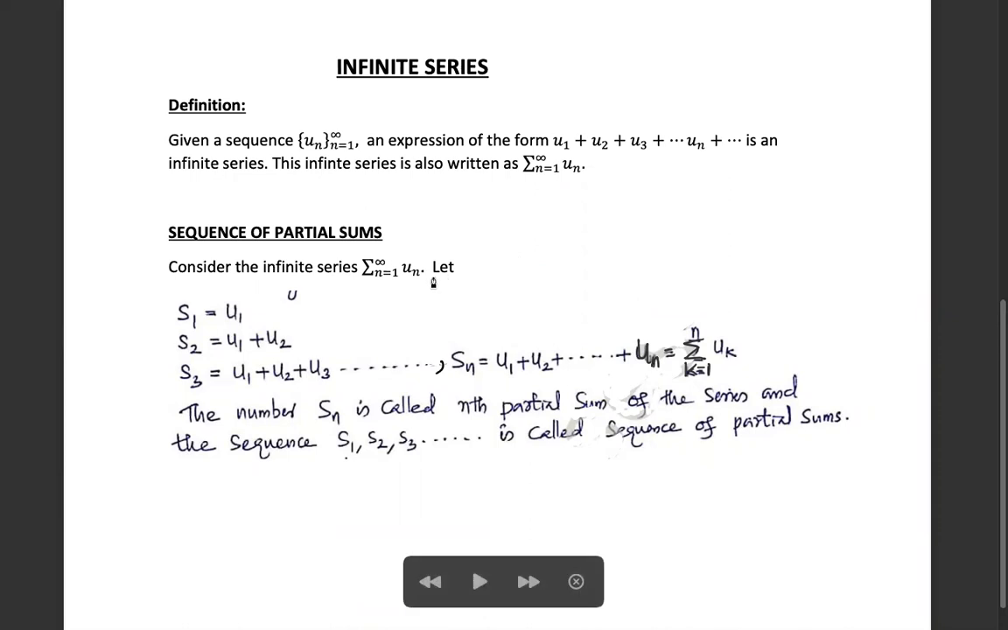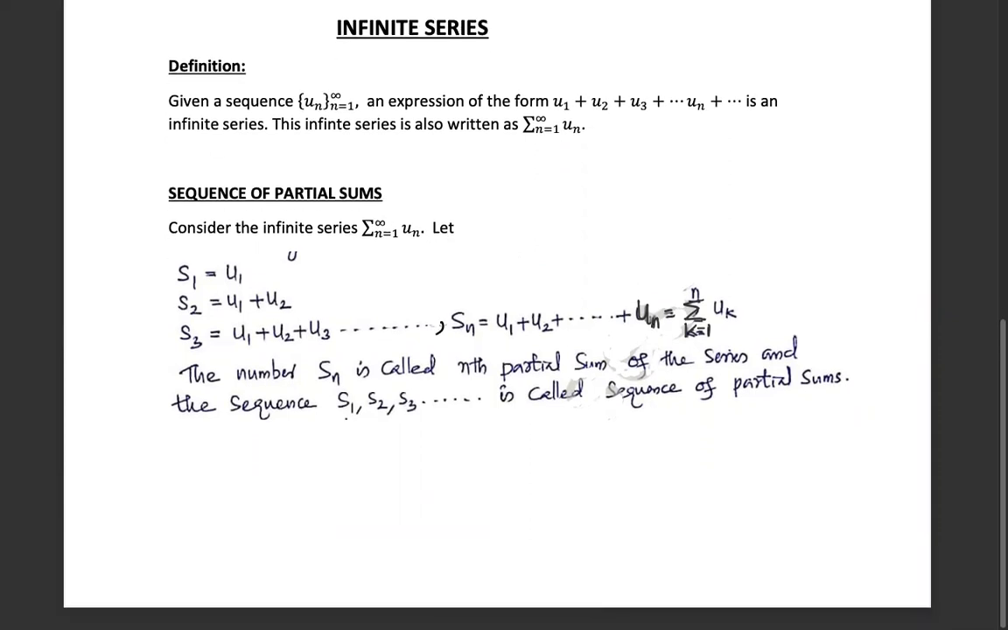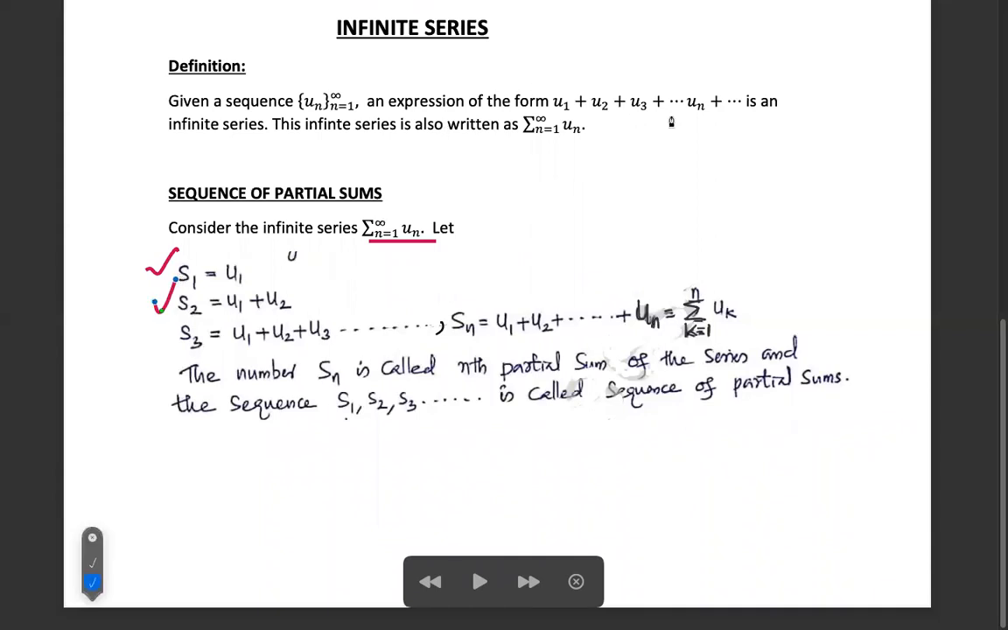Now, sequence of partial sums. Consider the infinite series, summation n equal to 1 to infinity of un. Let S1 equal U1, S2 equal U1 plus U2, first term plus second term, S3 equal U1 plus U2 plus U3, and so on. Sn is the nth partial sum: Sn is equal to U1 plus U2 plus etc. up to Un, denoted as summation k equal to 1 to n of uk. Put k equal to 1, you get u1; k equal to 2, u1 plus u2; k equal to 3, u1 plus u2 plus u3; and so on up to n, that is u1 plus u2 plus etc. up to un. Summation k equal to 1 to n of uk.